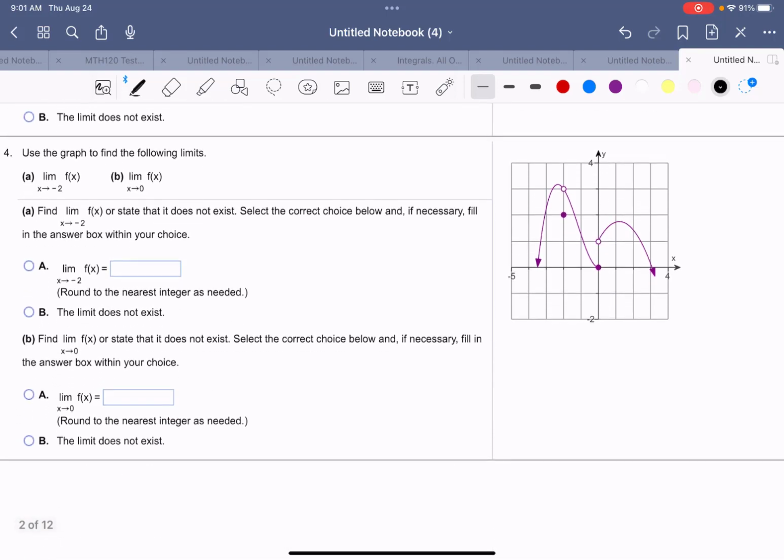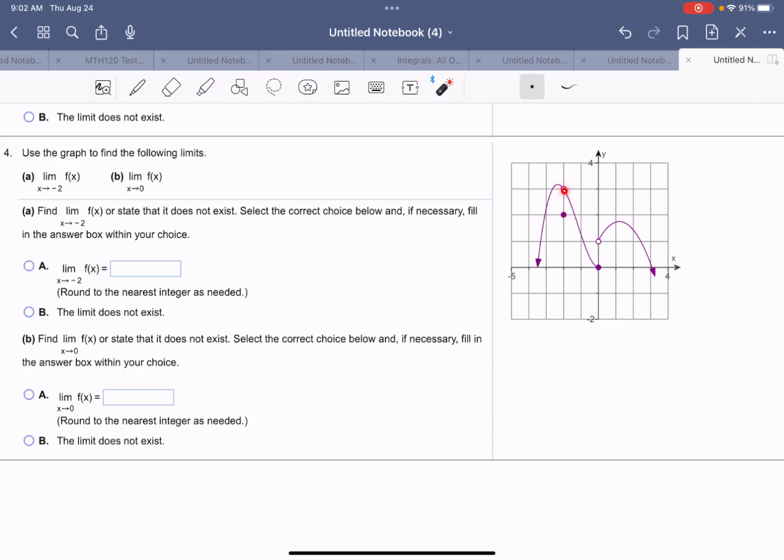Number 4, use the graph to find the following limits. The limit of f of x as x goes to negative 2, and the limit of f of x as x goes to 0. So let's see, we're going to start by counting. X is negative 2, and so what's happening here?